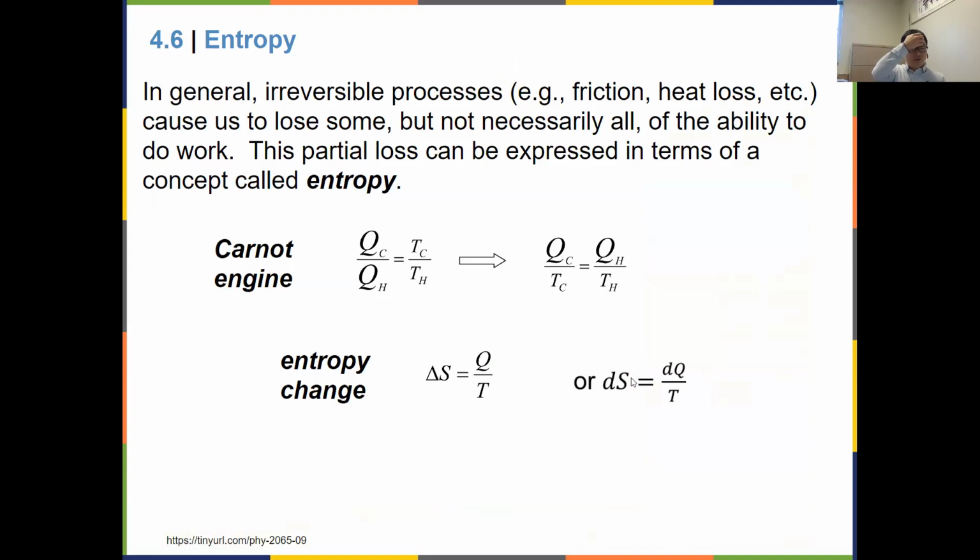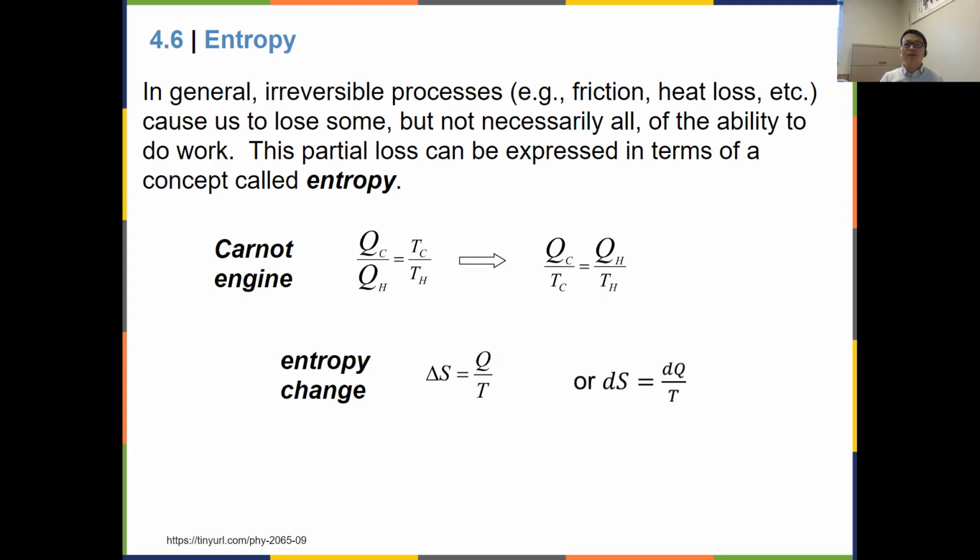All right, so today we are going to focus on the entropy of a thermal process. In general, irreversible processes cause us to lose some energy in a certain form. So not all the heat that is taken in can be converted into work eventually. The concept of entropy is based on the Carnot cycle, where QC over QH is proportional to the temperature ratio, TC over TH.